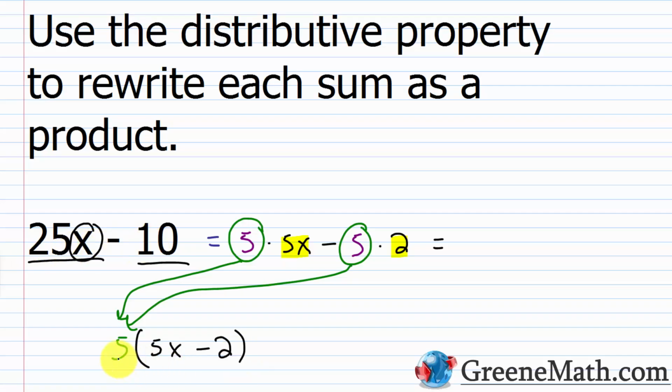Again, if you were presented with this, which is a product, 5 multiplied by the quantity 5x minus 2, you could write it as a sum as 25x minus 10. And then, of course, if you have 25x minus 10, like we saw in this problem, you could write that as a product as 5 times the quantity 5x minus 2.